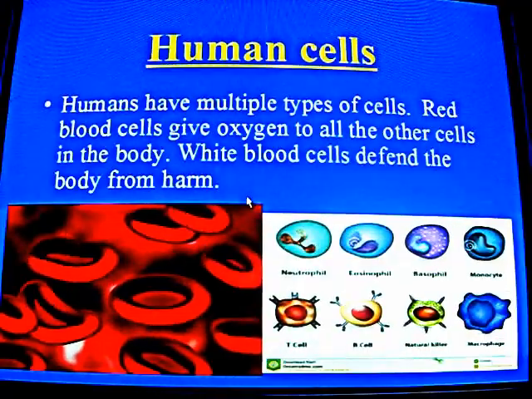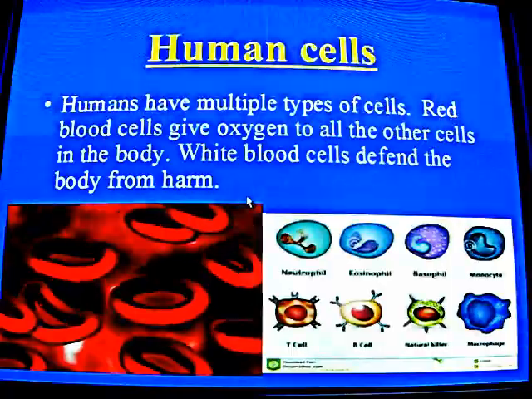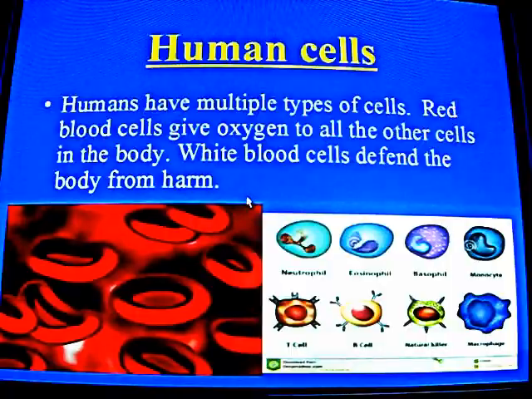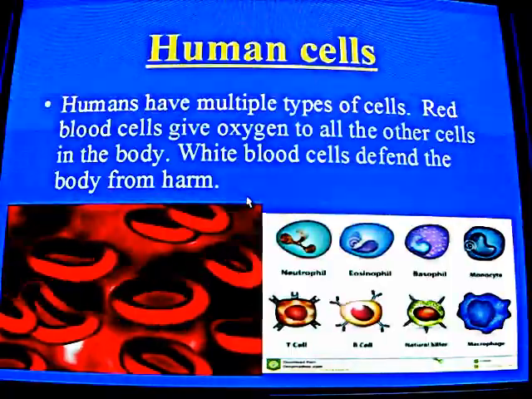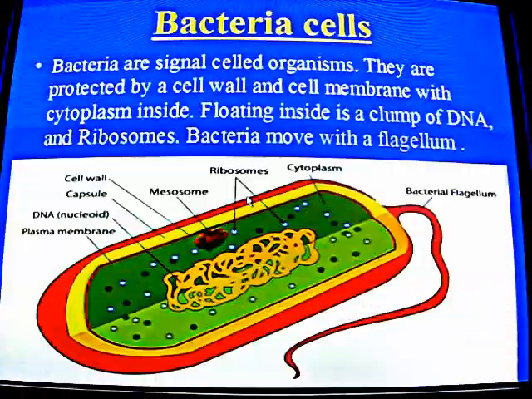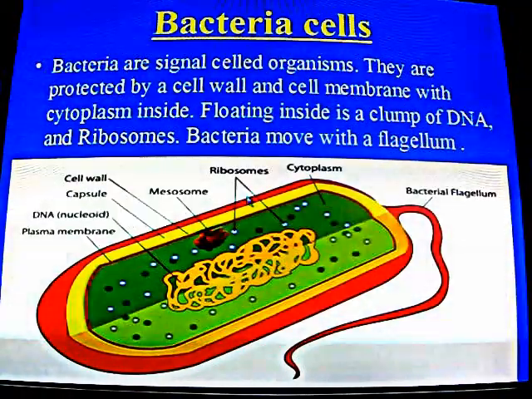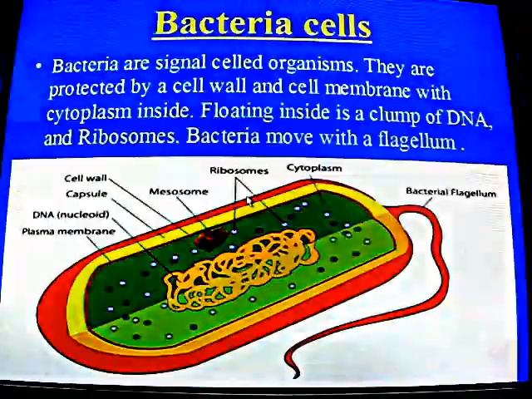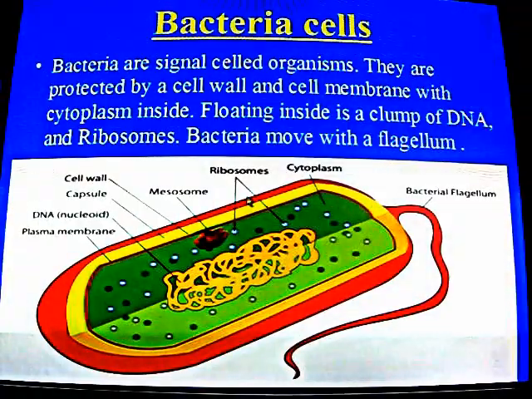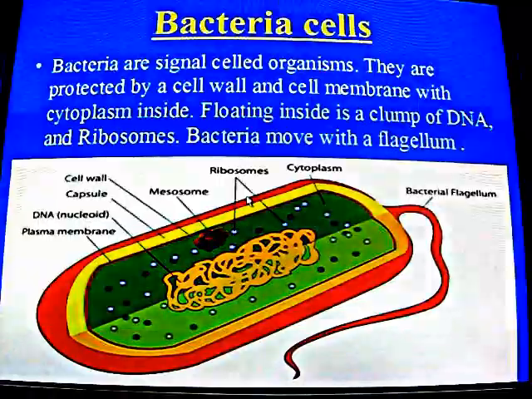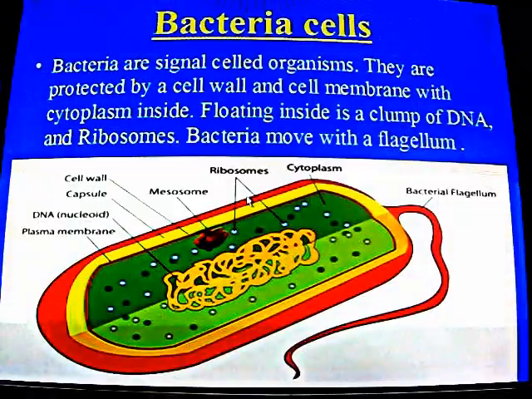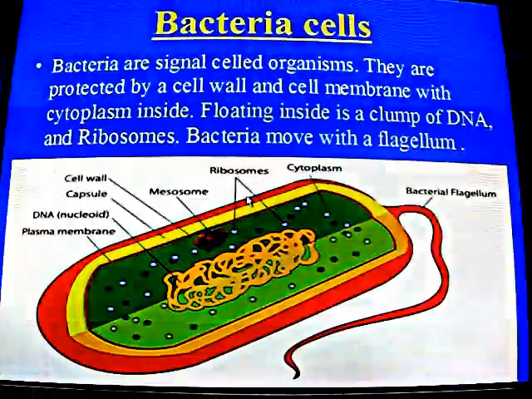Humans have multiple types of cells. Red blood cells give oxygen to all the other cells of the body. White blood cells defend the body from harm. Bacteria are single-celled organisms. They are protected by a cell wall and cell membrane with cytoplasm inside. Floating inside is a clump of DNA and ribosomes, and bacteria move with a flagellum.